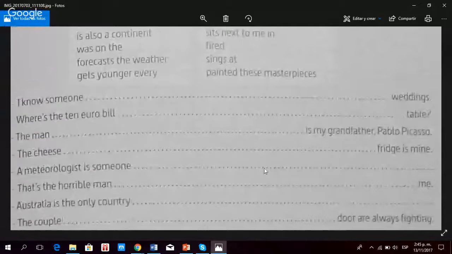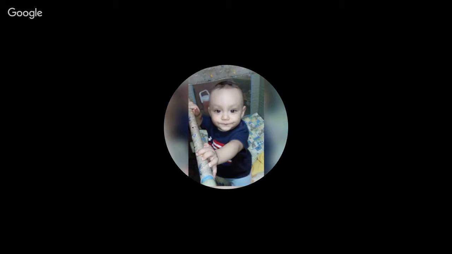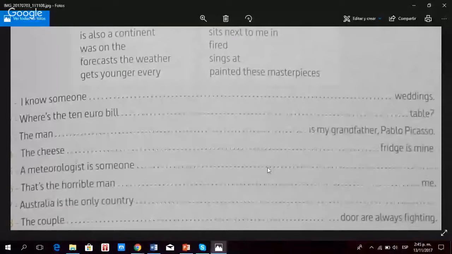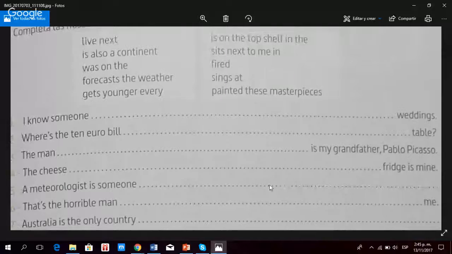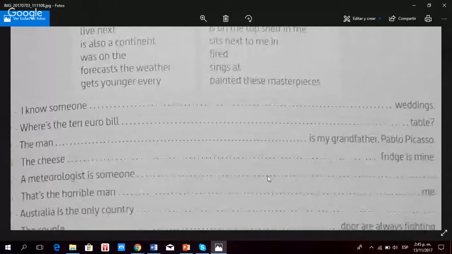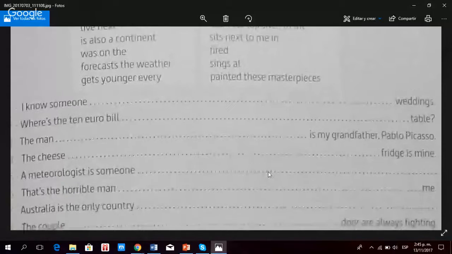Okay. The couple who live next door are always fighting. Okay. The couple who live next door are always fighting.